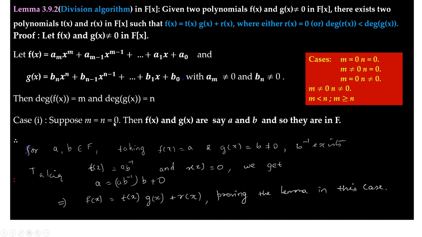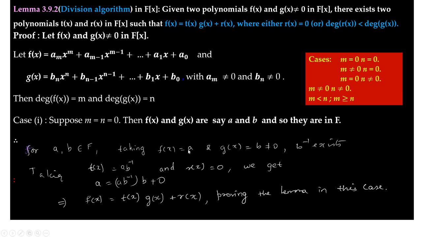So we'll consider both of them to be 0. When we have m = 0 and n = 0, it means the degree is 0. Degree 0 means f of x is some constant, similarly g of x. So we shall take them as, say, a and b. We are given that g of x is non-zero in the statement, so b should not be 0. So if b is non-zero, b inverse exists. Now how about this a? Even 0 is considered to be a polynomial of degree 0 only.